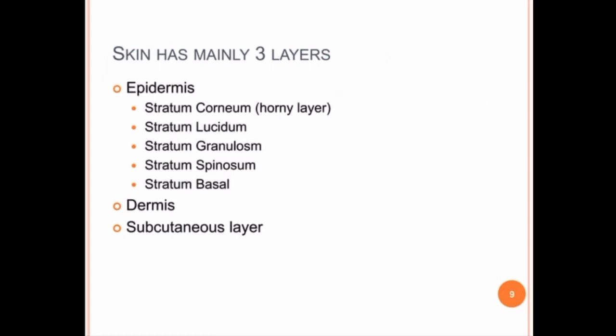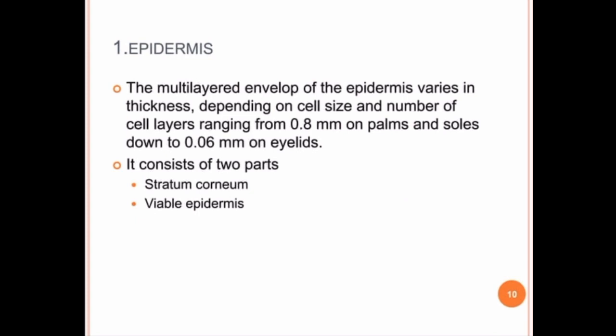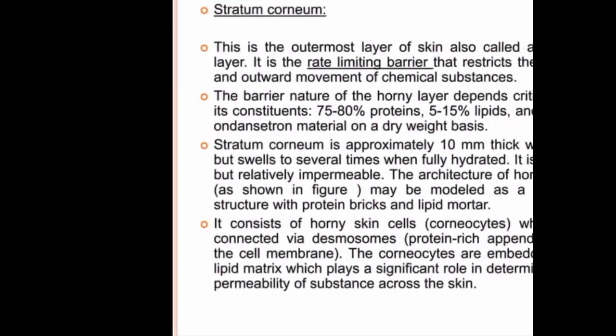So, skin has mainly 3 layers, that is epidermis, dermis, and subcutaneous layer. So, epidermis includes different layers. First is the stratum corneum, which is also known as the horny layer, then stratum lucidum, stratum granulosum, stratum spinosum, and stratum basale. So, first comes the epidermis. This multi-layered envelope of the epidermis varies in thickness depending on the cell size and the number of cell layers, ranging from 0.8 mm on the palms and soles to 0.6 mm on eyelids. It consists of two parts, stratum corneum and variable epidermis.